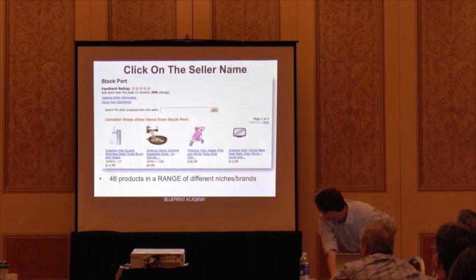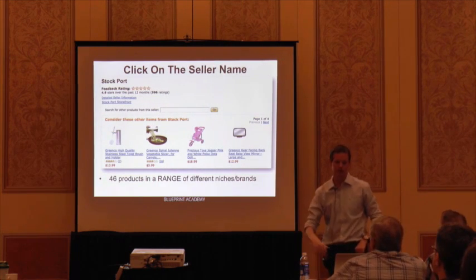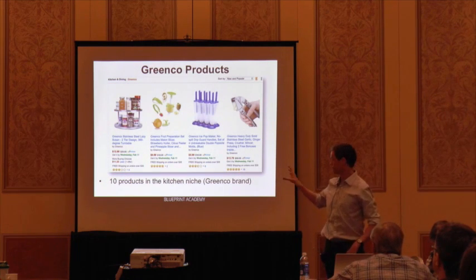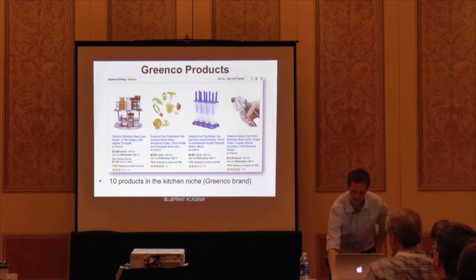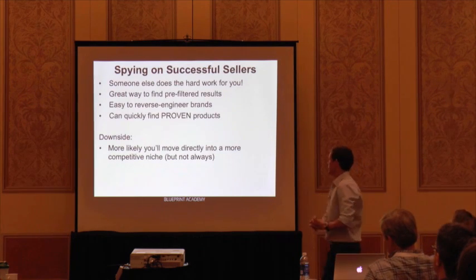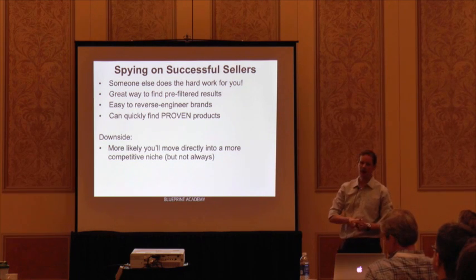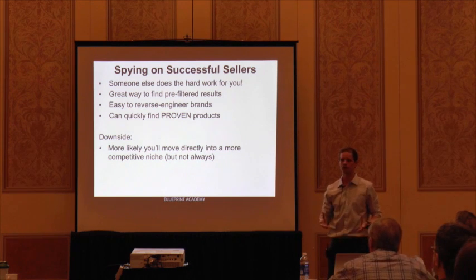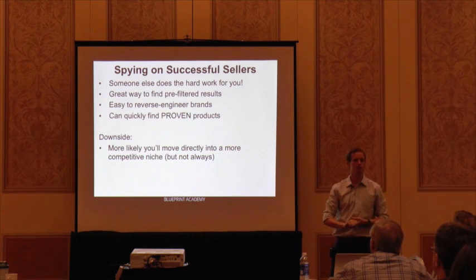That's the one I just showed you there. They have 46 products in a range of different niches, and 10 products just in that Greenco kitchen niche, which is their brand. The benefits of using this method is that someone else does the hard work for you, and you can find pre-filtered, pre-researched products without having to go through all of that. And it's easy to reverse engineer an entire brand.